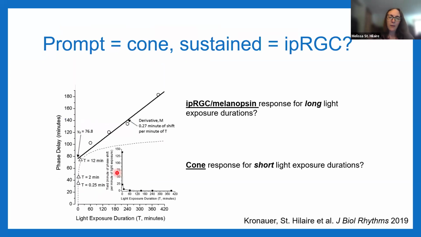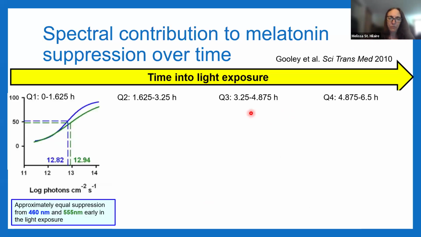And so coming back again to this figure, what we proposed is that possibly the short light exposures that we're seeing are primarily due to cone response, and that the longer light exposure, that sustained response, is really coming from the IPRGCs and specifically from melanopsin.